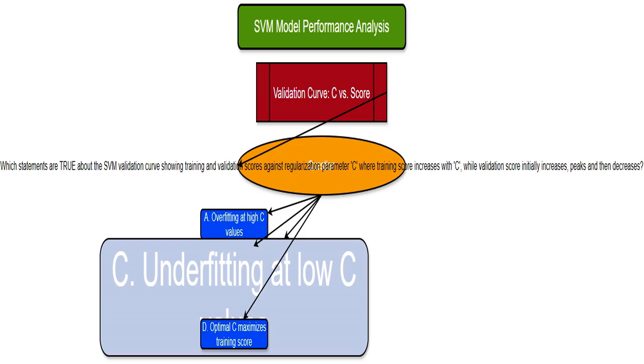Option C proposes that the model is underfitting at low values of C. Underfitting means the model is too simple to capture the underlying patterns in the data. If this is true, both training and validation scores would be low at low C values. The validation curve should show us if this is happening at the lower end of the C parameter values.